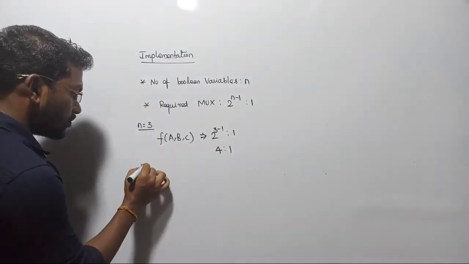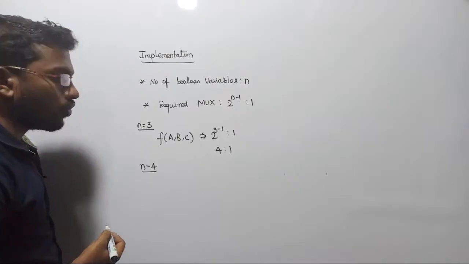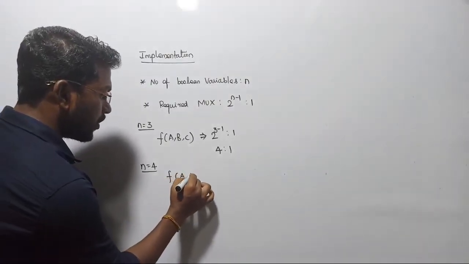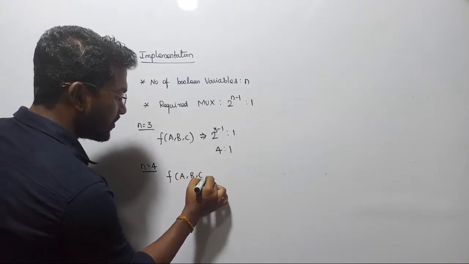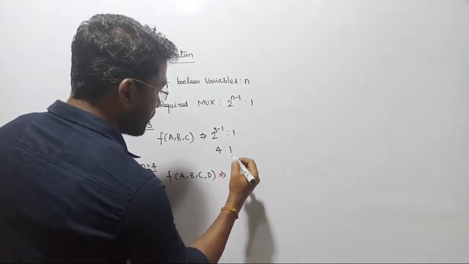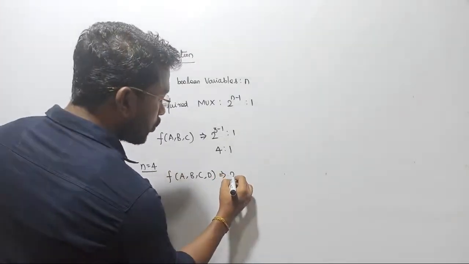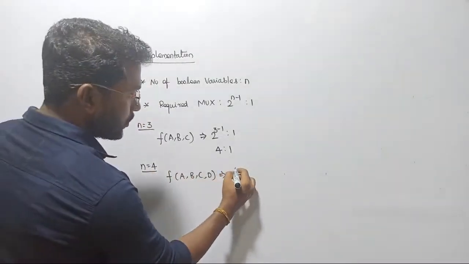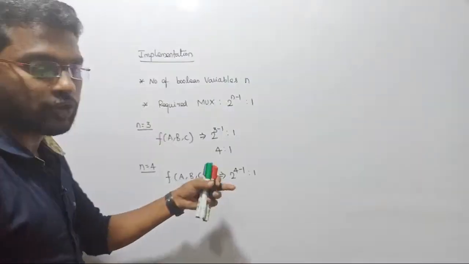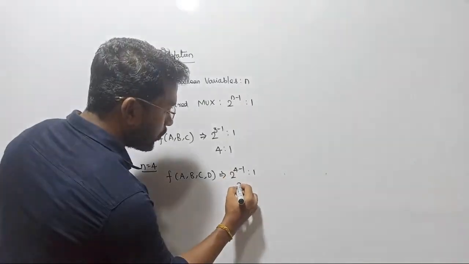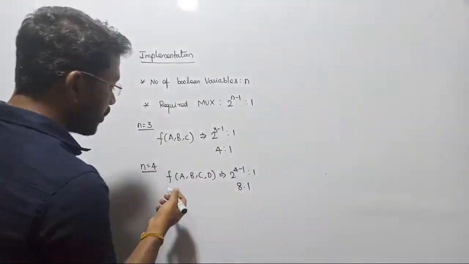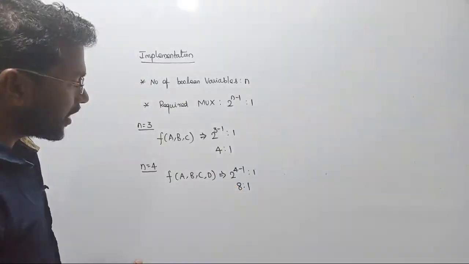Suppose I am considering n equal to 4. N equal to 4 means we are going to consider 4 variables, a, b, c, d, right? So its corresponding mux that we are going to use is what? 2 power 4 minus 1 cross 1. 4 minus 1 is 3, so 2 power 3 is 8, so the mux that we are using is 8 cross 1. That is the type of mux that we are using in order to realize this circuit. I hope things are very clear to you all now, right?